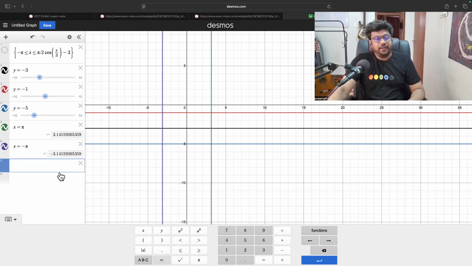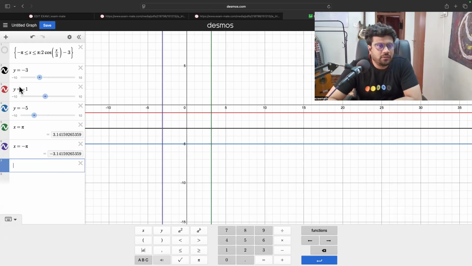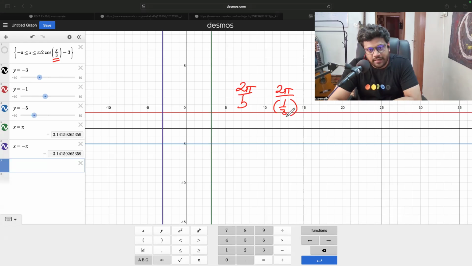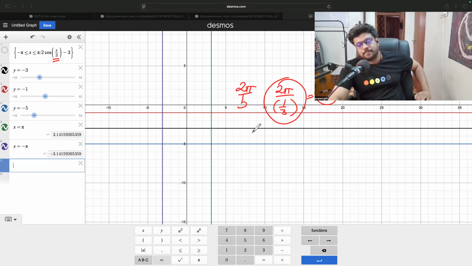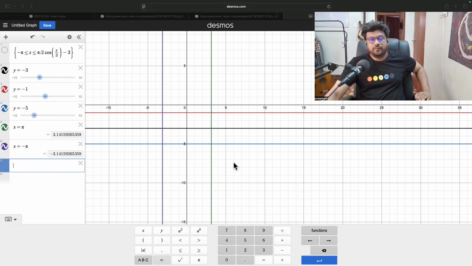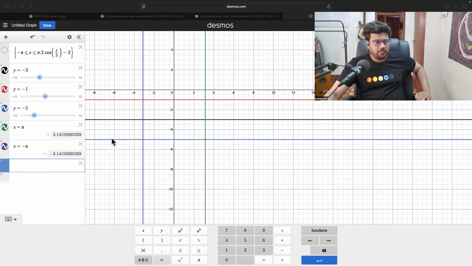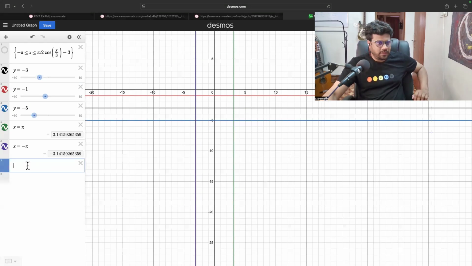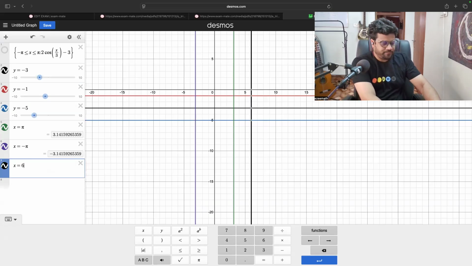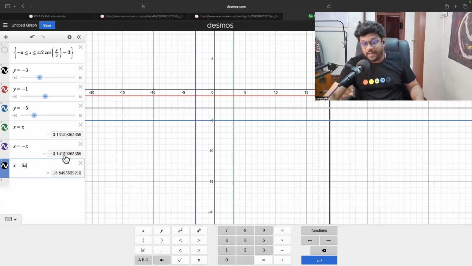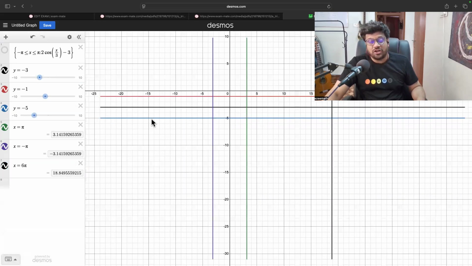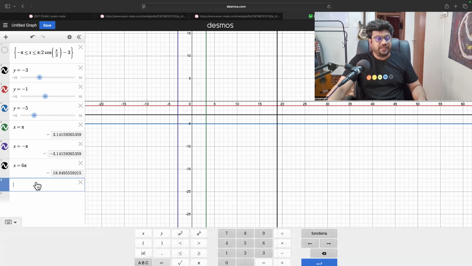I'd also figure out what the period for this wave is going to be. Well, it's given by the formula 2π/b. The b value for me is 1/3. There it is, it's 6π. The period is 6π. Okay, fine. Let's do x equal to 6π. This may not be there, by the way. Your grid won't be as large as 6π on the right and -6π on the left.